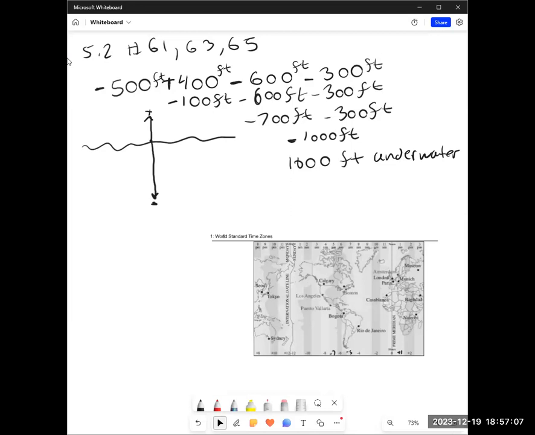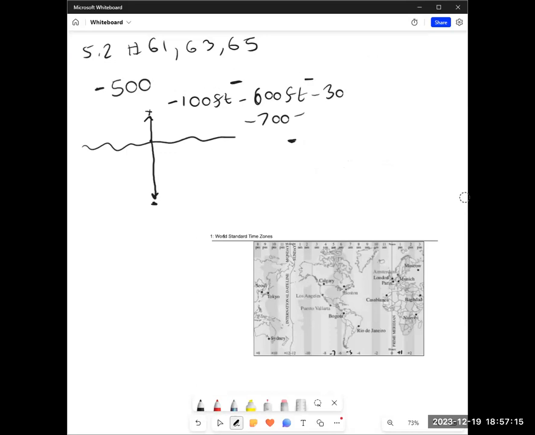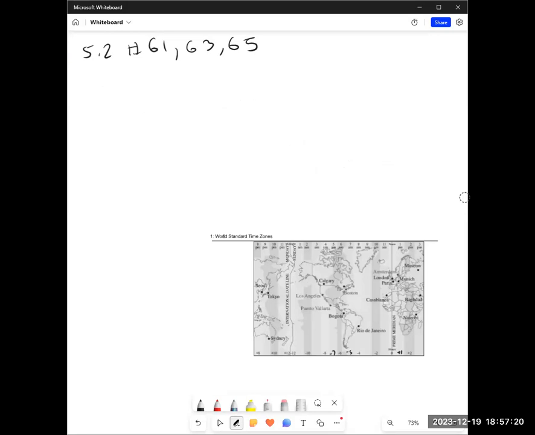The next question is going to be like number 63. Let me go ahead and erase this and we can draw a picture for number 63. The mountain is 16,129 feet above sea level. So here's sea level.